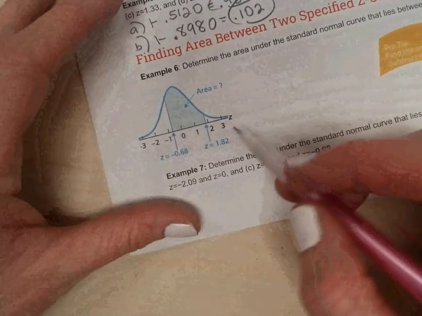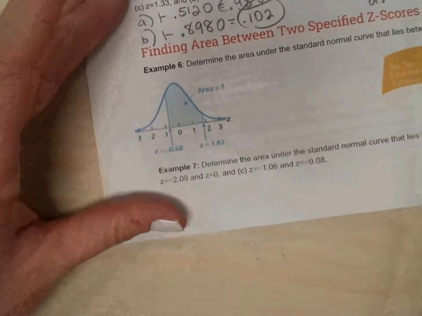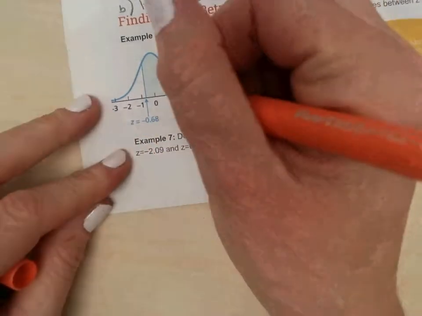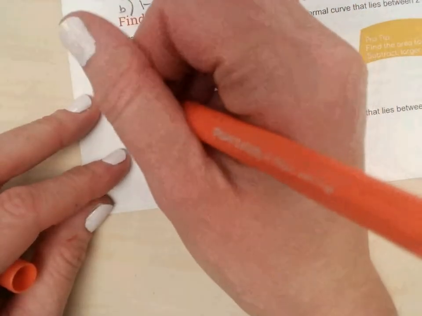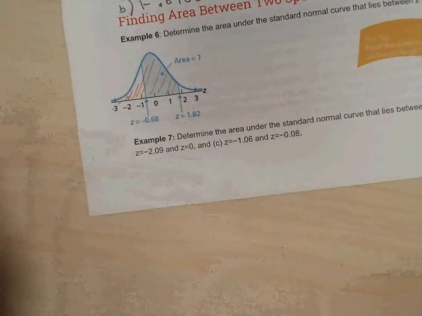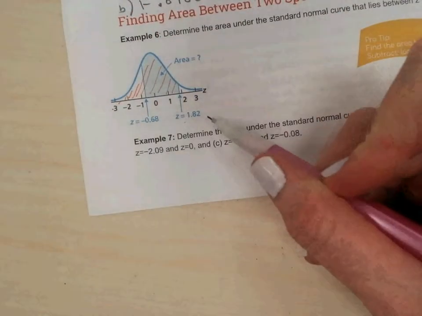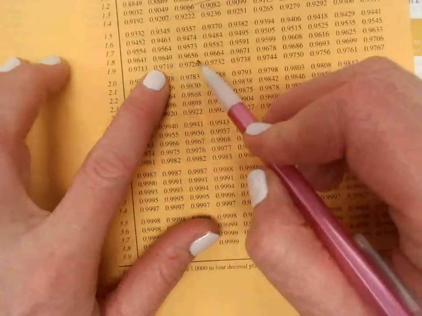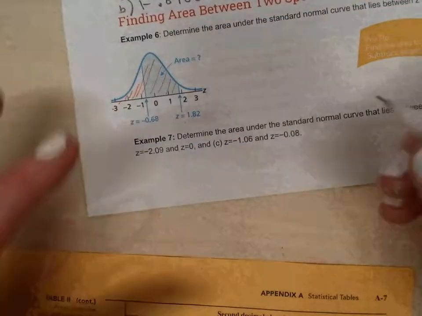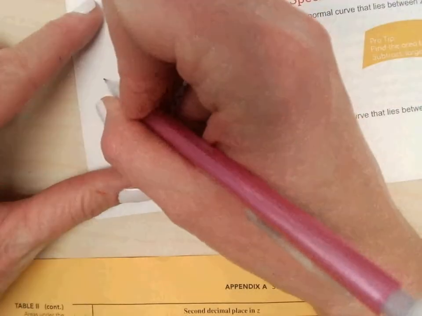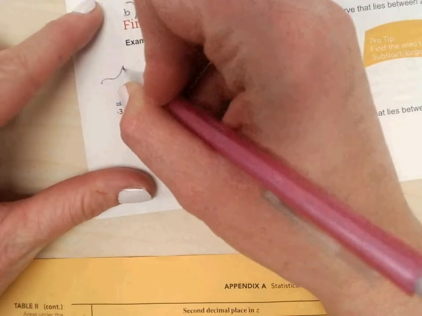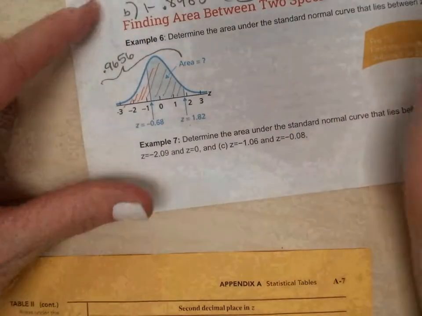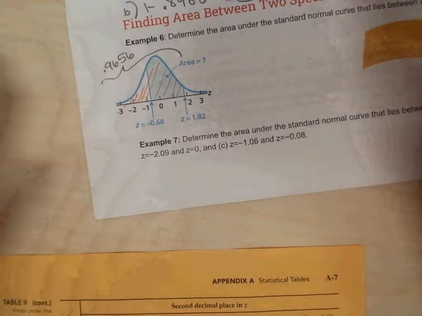What we need to do here is, if you think about the area to the left of 1.82, I'm going to use a little color coding here. If I look that up, 1.82 is 0.9656. So this whole thing would be 0.9656.